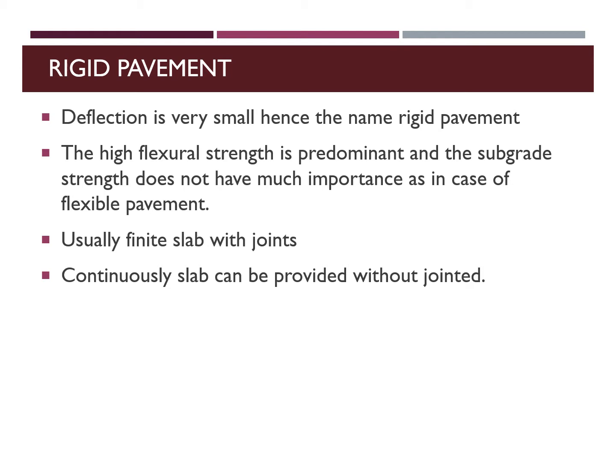Also, under the rigid pavement, the high flexural strength is predominated on the surface, so that the subgrade strength is not as important as the subgrade layers in flexible pavement. In most of the cases, the rigid pavement consists of finite slabs with certain joints, but we also apply some continuous slabs on the road without any joint.